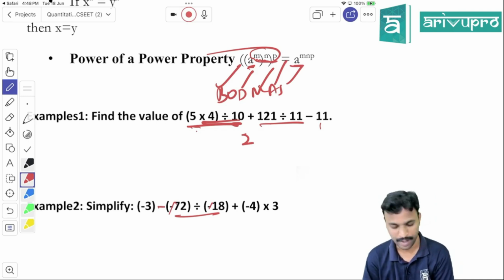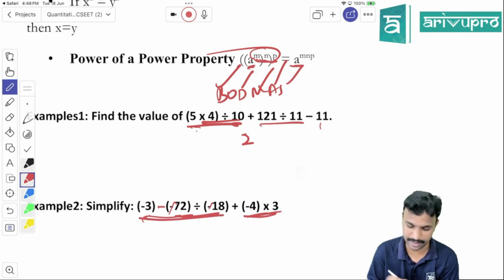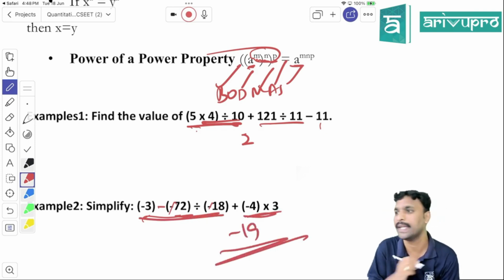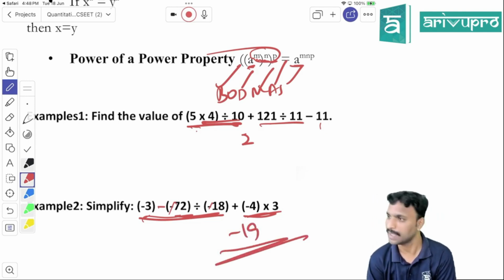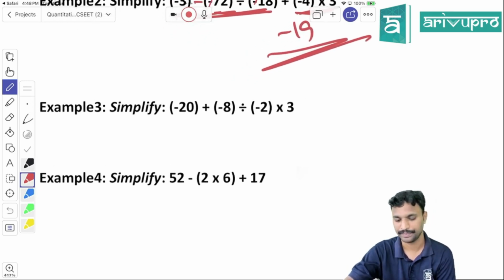So minus 4. Minus 3 minus 4 is minus 7. Then minus 4 into 3, minus 12. Minus 7 minus 12 is minus 19. Clear? Everyone?